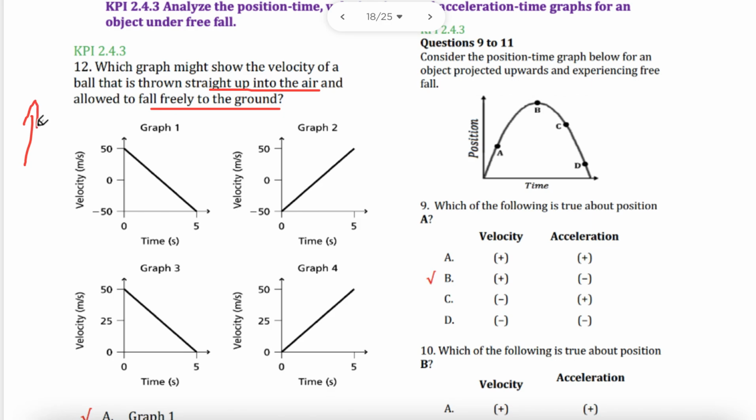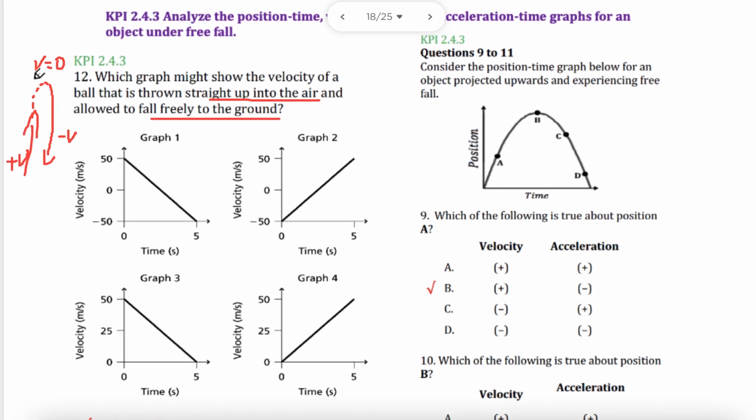When I throw it up, I am giving it a positive velocity, as we mentioned before. At the highest point, we remember the velocity will be 0 and it is coming down, getting faster and faster in the negative velocity. So if I'm going straight up and coming down, I need something which will have a plus, a 0 and a minus for the velocity.